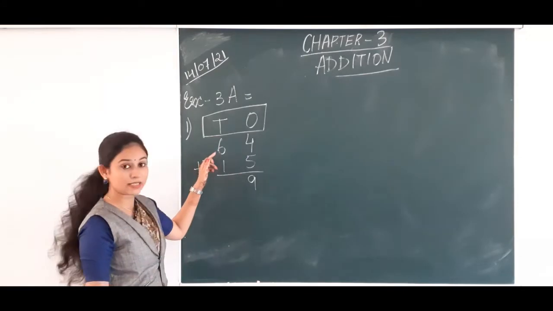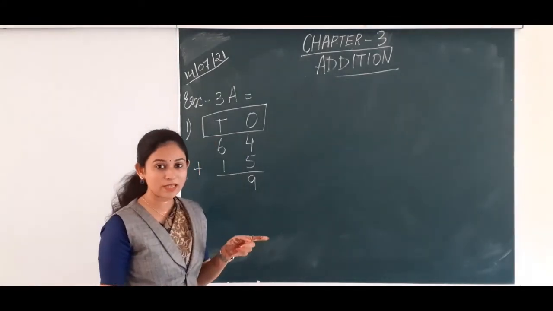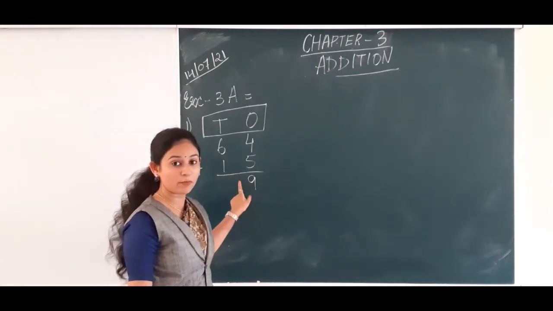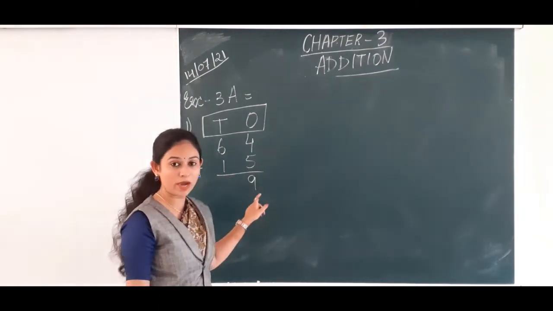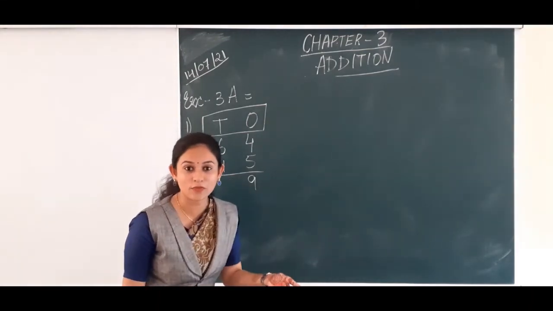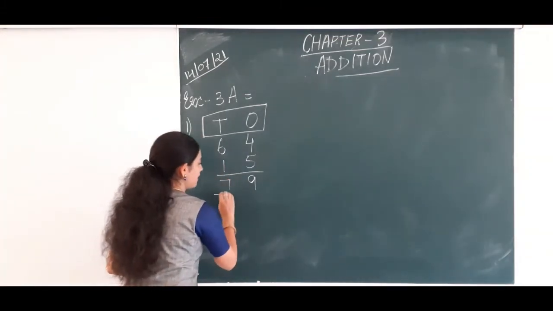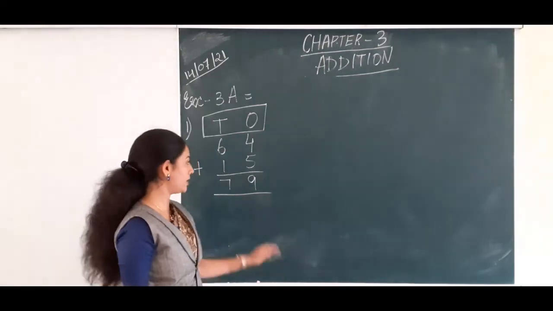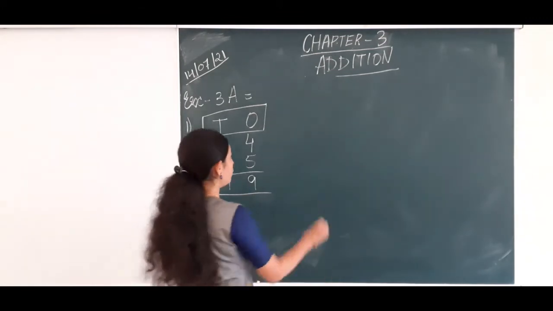Then in the tens column, 6 plus 1. We have studied in the properties of addition, adding 1, that when we add any number with 1, we get the successor of that number. So 6 plus 1 is 7. So our sum is 79. Now we'll move to question number 2.